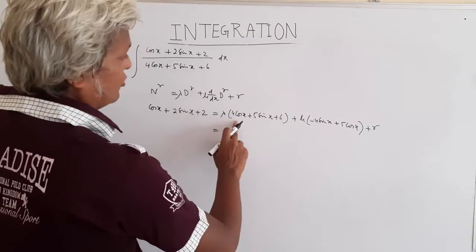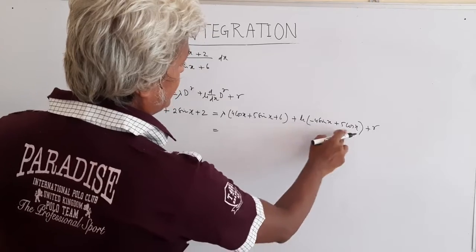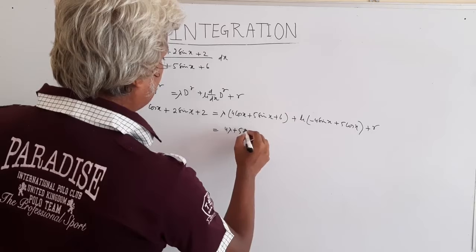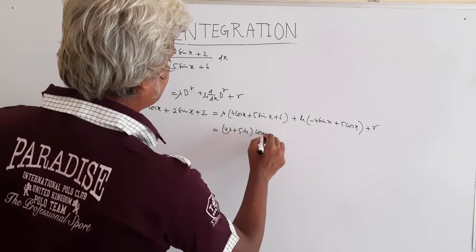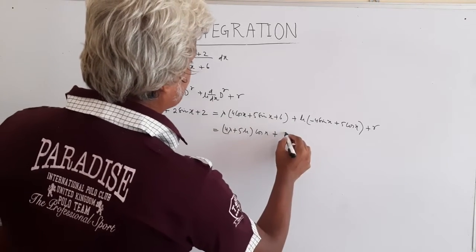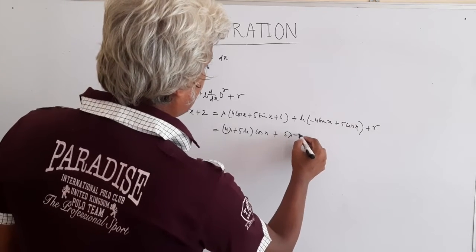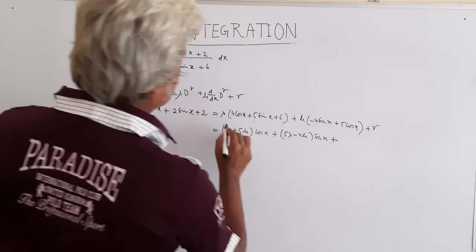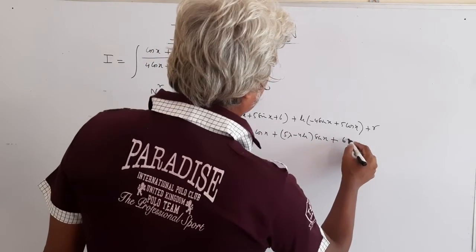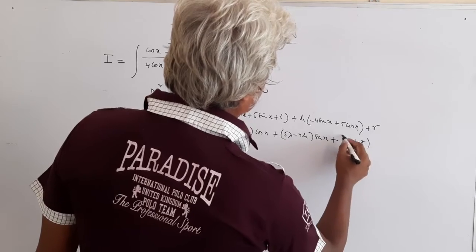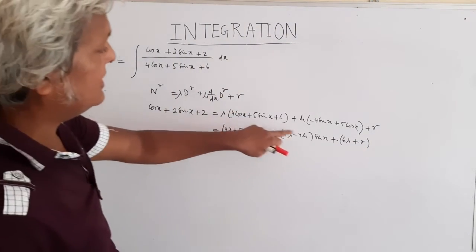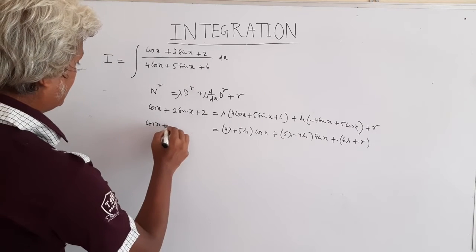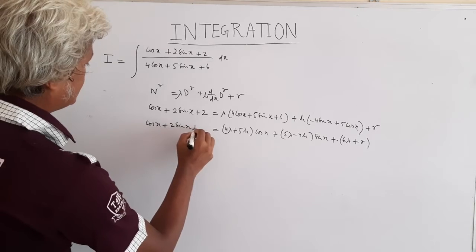So we'll go first for the cosine terms: 5 mu here and 4 lambda here, so (4 lambda plus 5 mu) cos x. Then the sine terms: (5 lambda minus 4 mu) sin x. Plus 6 lambda plus r, these are your constant terms, 6 lambda plus r. And here I write cos x plus 2 sin x plus 2.